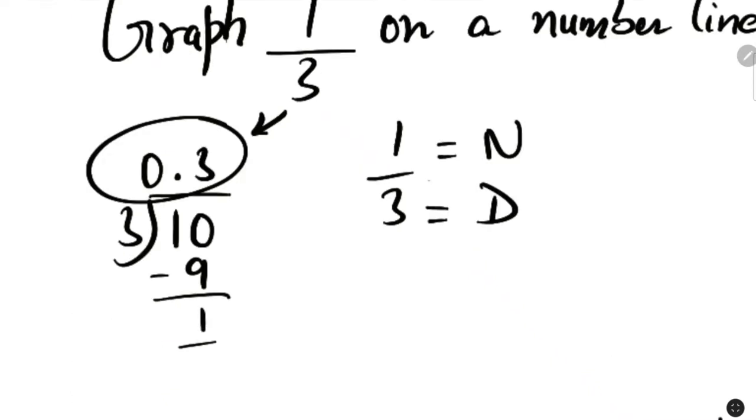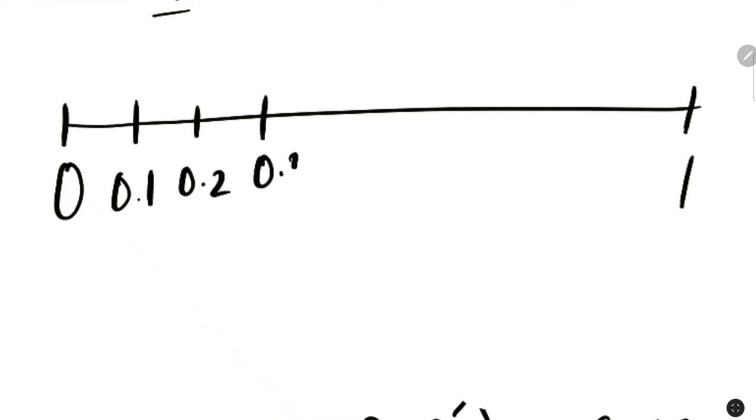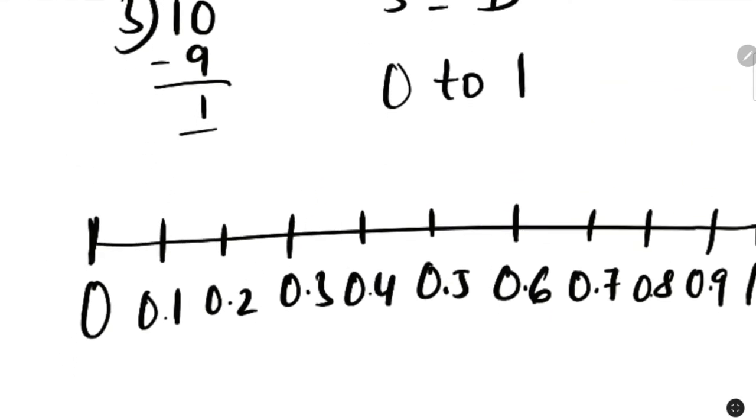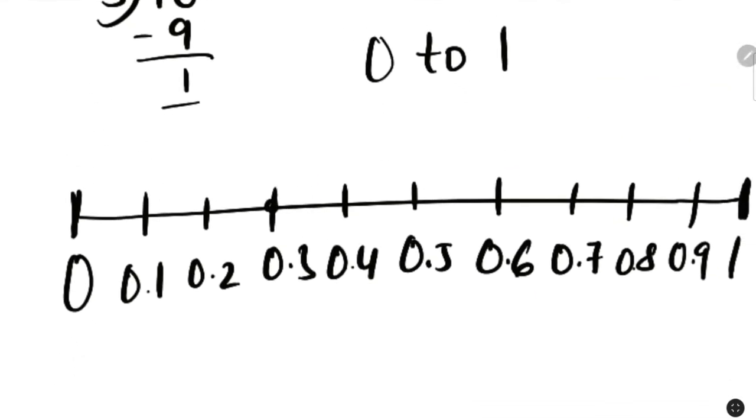Let's plot it. So 0.3 lies between 0 and 1. For that, we have to draw a number line from 0 to 1, and it starts with 0, 0.1, 0.2, 0.3, and so on. And it goes up to 1. We have to plot 0.3. We have 0.3 over here, hence we got it.